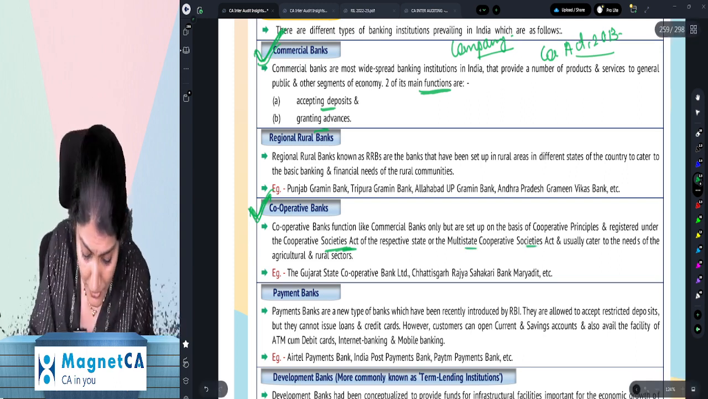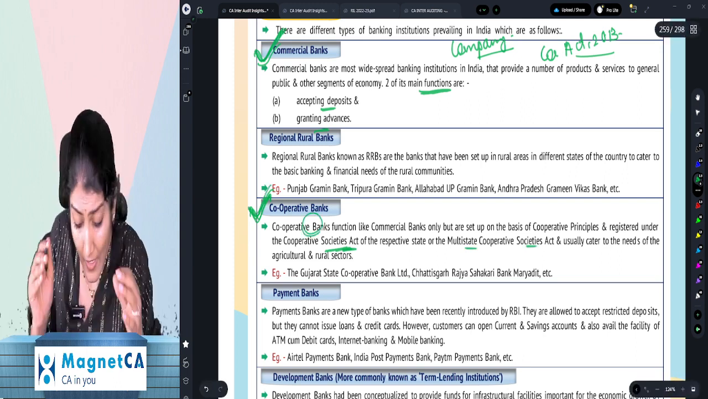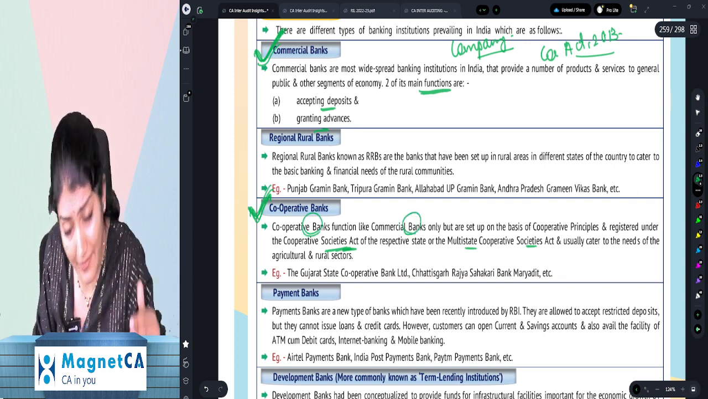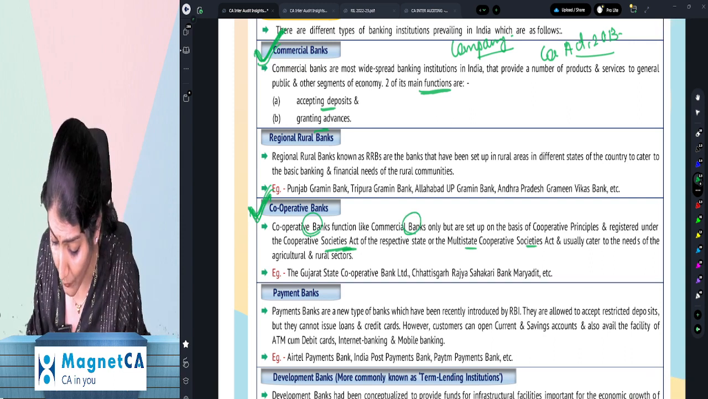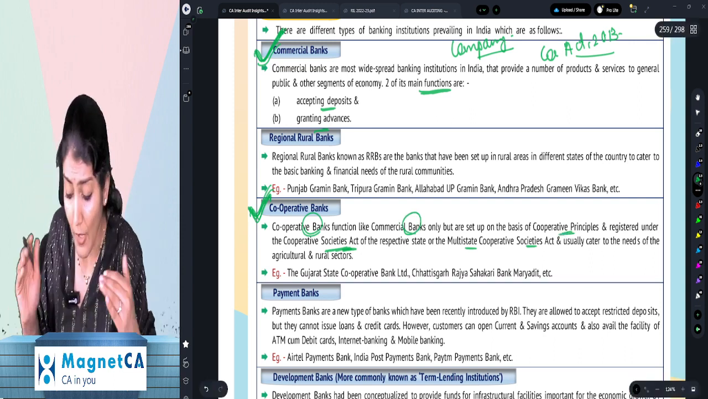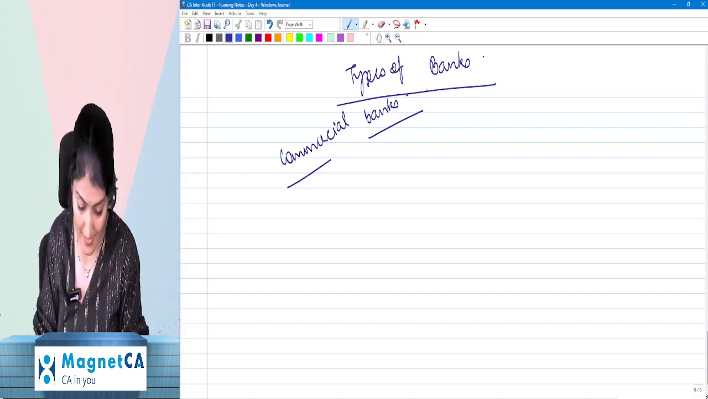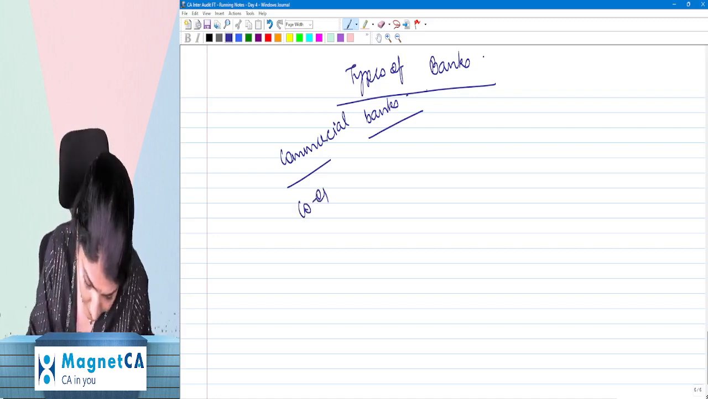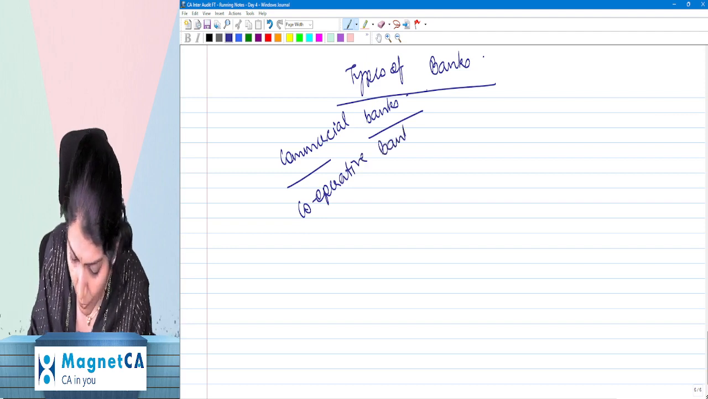Right, so you have the commercial bank and the cooperative bank. So what does it say? Cooperative banks function like commercial banks only, but they are set up on the basis of the cooperative principle and they are registered under the Cooperative Societies Act. Right, so one type of bank that we have is the commercial bank, and then you have the cooperative bank.